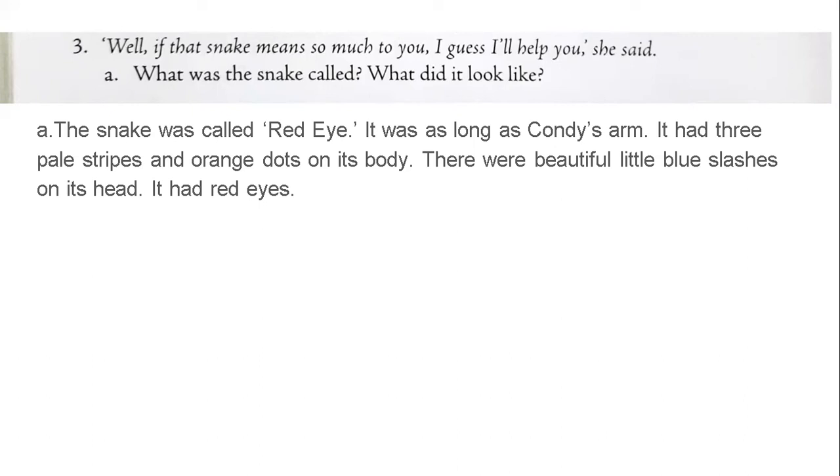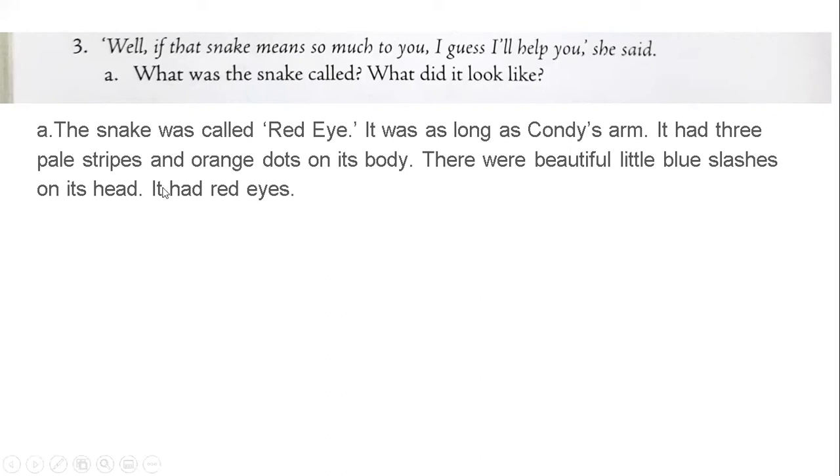It had red eyes. Now you have to be careful to include every point that is given to you in the text. I'll tell you why. If this was a test or an exam and you were expected to answer this question, you would have marks based on each point. For example, 1 mark for this, another for this, that's 2, another 3, another 4, another 5, another 6. So this kind of question can easily carry 6 marks.